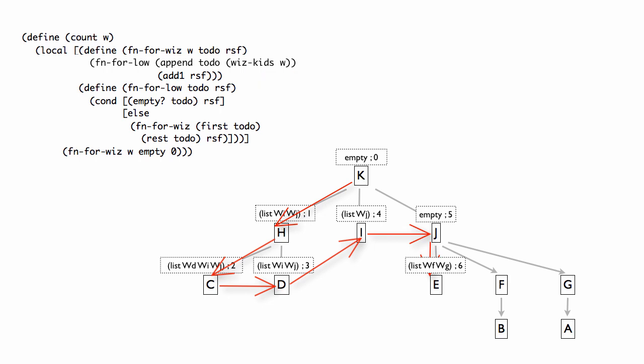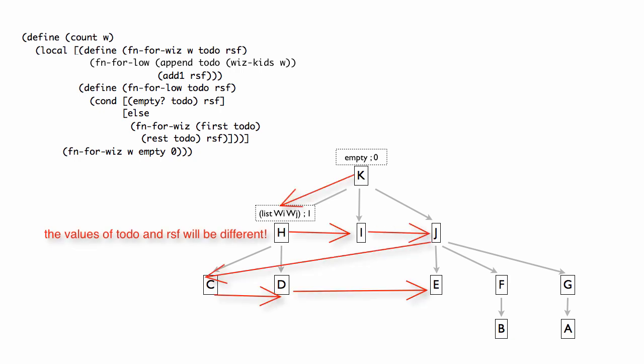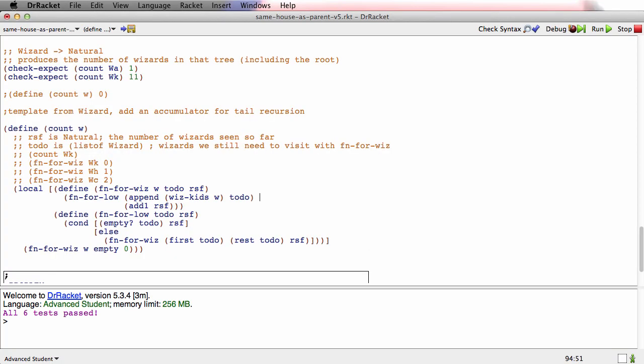Right, so what you saw there is this version here produces what's called depth first traversal of the tree. We go all the way down the leftmost branch to the end before we start going across. And this version produces breadth first traversal. We go across a whole level before we go down. So we do K, and then we do H, I, J, and then we do C, D, E, and on and on.